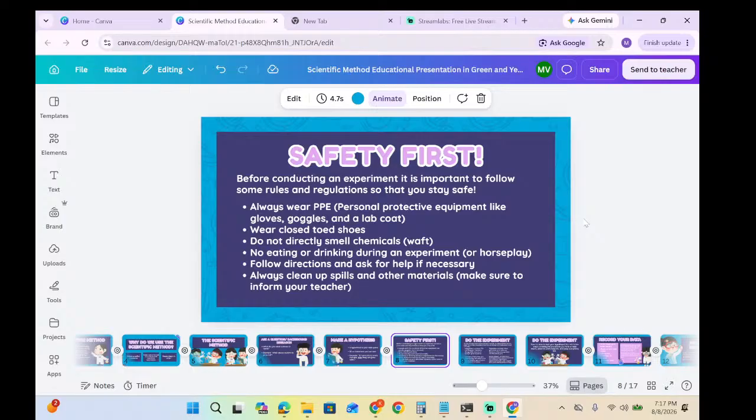In my school, if we are not following any of these things during a lab, we are not allowed to participate in it. And that's always not fun because labs are very fun. Creating experiments and trying them out is very, very fun. So yeah, that's an important thing.